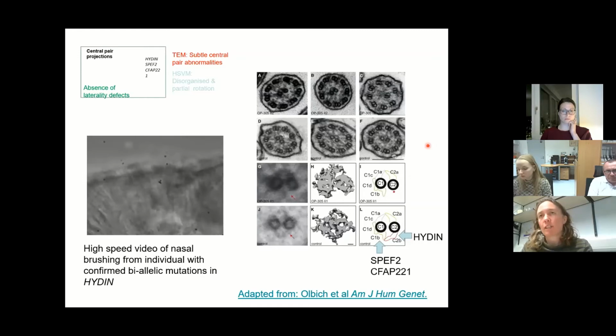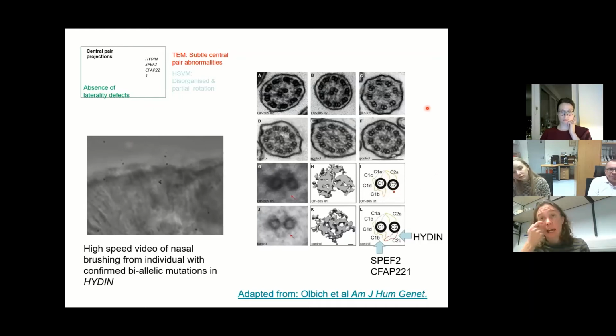Some of the more subtle central pair defects are defects of the central pair projection. So this is a diagram of the central pair, and it has all these little projections that come off it, and there's an increasing number of genes now which when they're defective show absence of these projections.